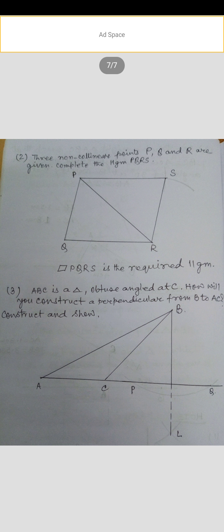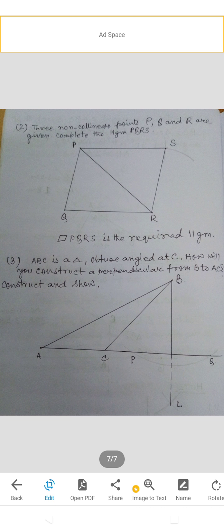Now with the vertex B, draw an arc PQ on AC produced. With P as a center, draw an arc. With Q as a center, draw the same arc. They intersect at a point L. Now join BL. BL is the perpendicular bisector of PQ.